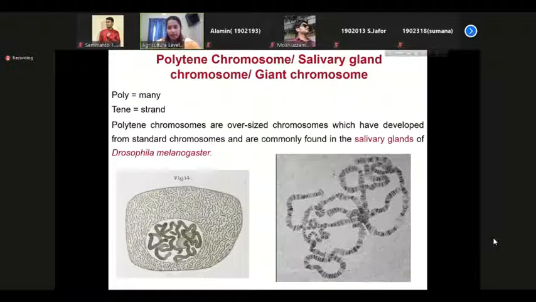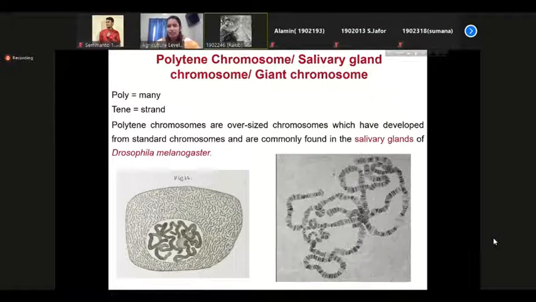About the name polytene chromosome, I told you that whenever you get any scientific word, always try to understand what it is from the name of the word. Poly means many and tene means strand. That means the chromosome which has many strands is called polytene chromosome. So how can a chromosome get many strands? How?